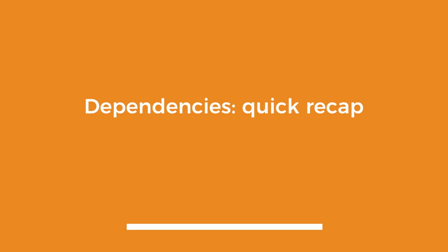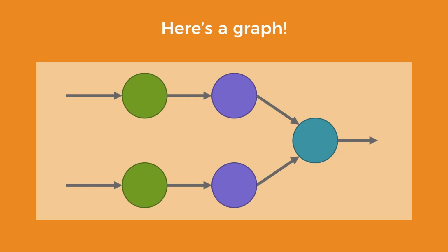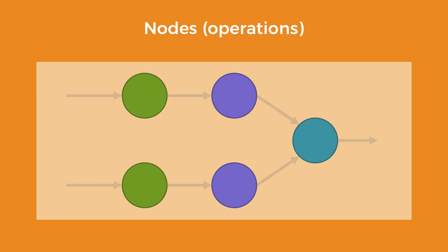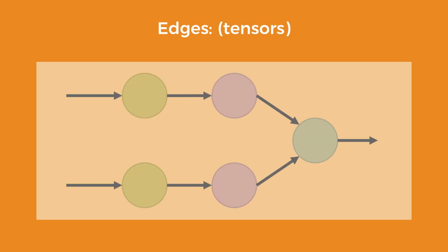So just a quick recap on dependencies for those of you who aren't fresh on your graph structure. So we have a graph. Here it is. And we've got nodes, which are the circles. These represent our operations in TensorFlow. And then we have our edges, the arrows, which represent the actual numeric tensor data.